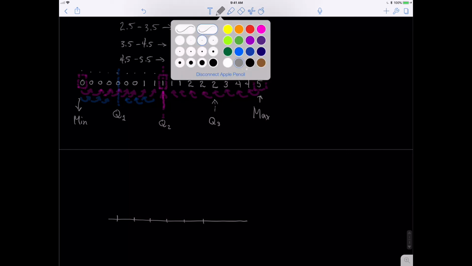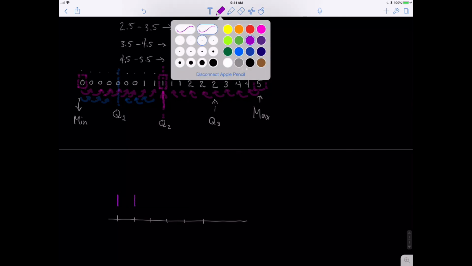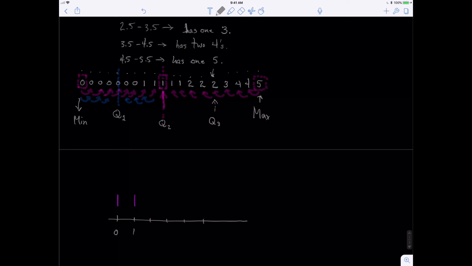And then if you recall, what we did is we put a little vertical line above each piece of the 5-number summary. So I have a vertical line at the 0. My Q1, oh, that's another vertical line on the 0. It just stays one on top of the other. That's okay. Then I have Q2 at 1. Oh, and I should label my number line. My number line is 0, 1, 2, 3, 4, 5.